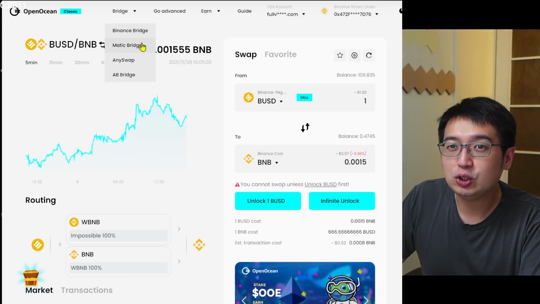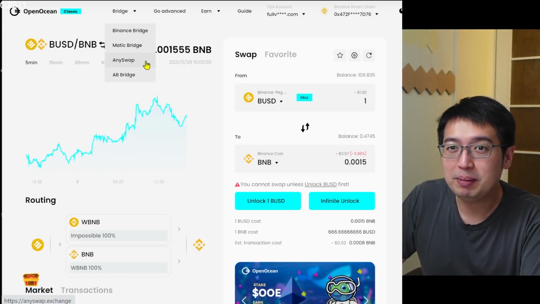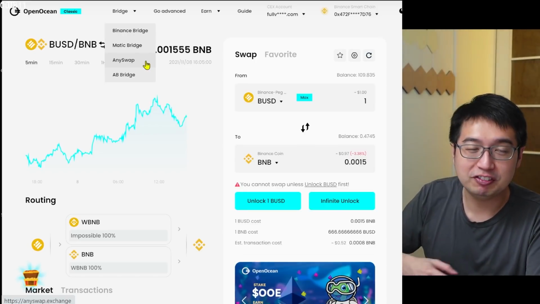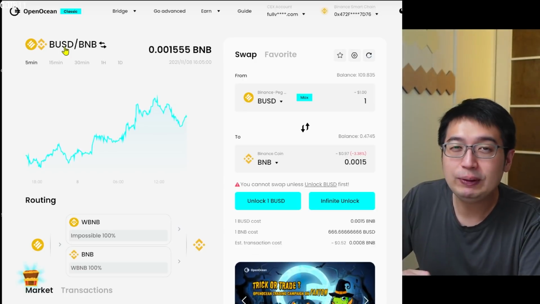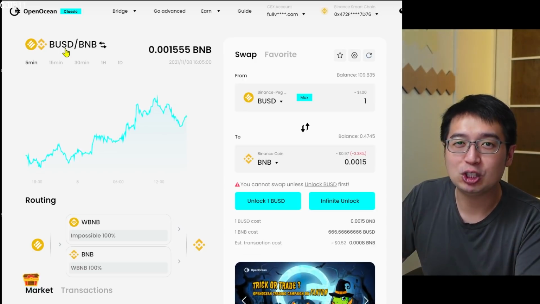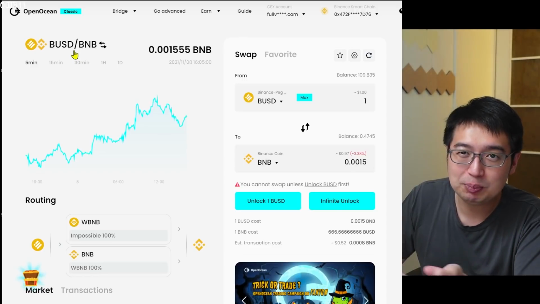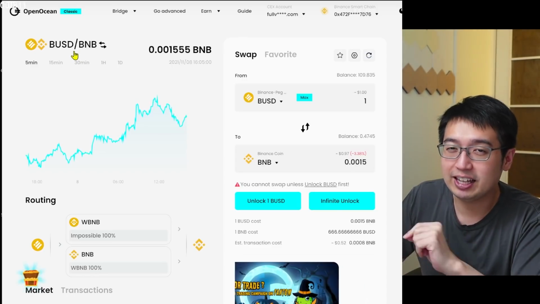Bridge allows you to trade your coins between different networks, from Binance to Matic to Avalanche to Phantom. Because on OpenOcean, at least at the moment, you can't directly trade between different blockchains. You won't be able to trade BUSD from Binance Smart Chain to Phantom. That isn't possible, at least at the moment.